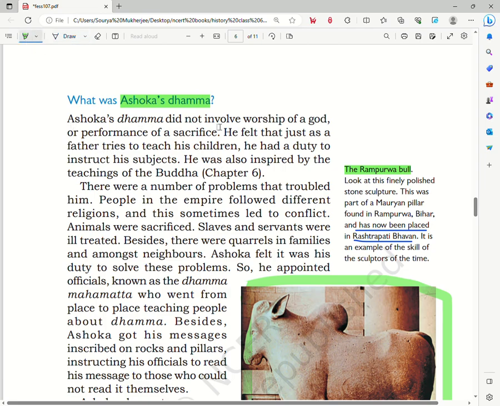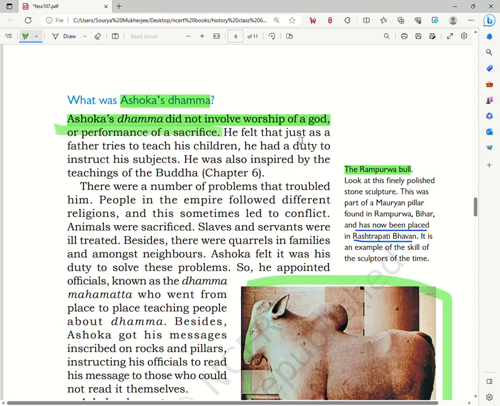Ashoka's Dhamma did not involve worship of a god or performance of a sacrifice. So we see that Dhamma, although it was a translation of Dharma, some could translate Dharma in today's use as a religion, but it is mainly Dharma. It means duty. So Ashoka's Dhamma did not involve worship of gods or any special sacrifice.